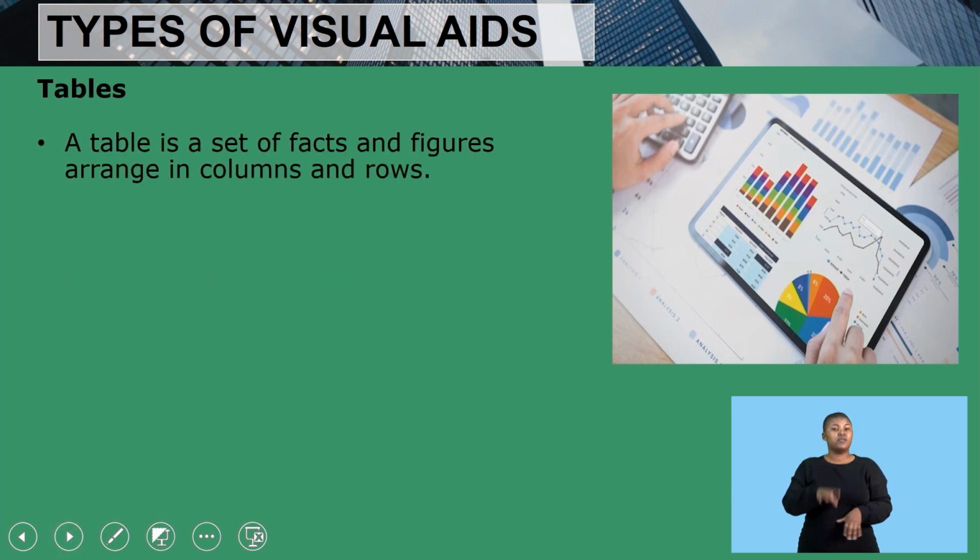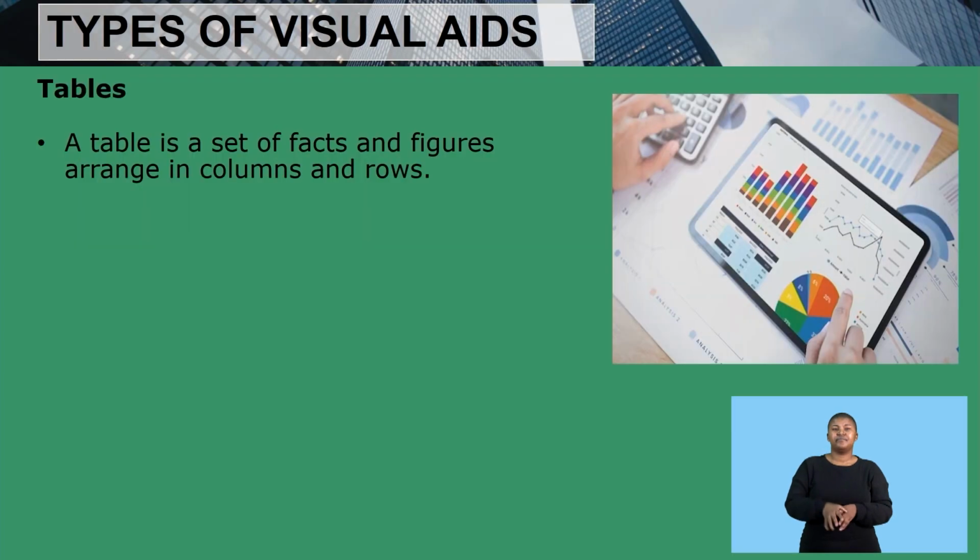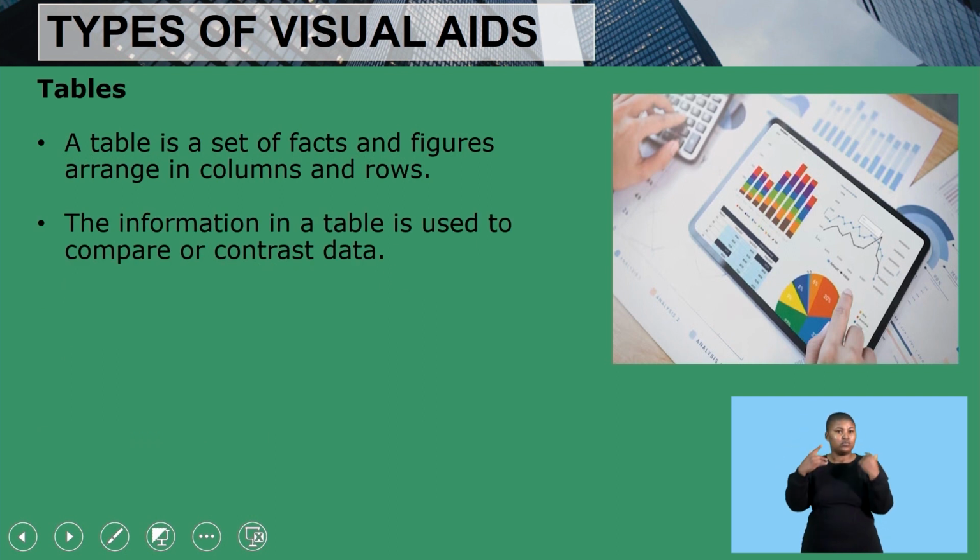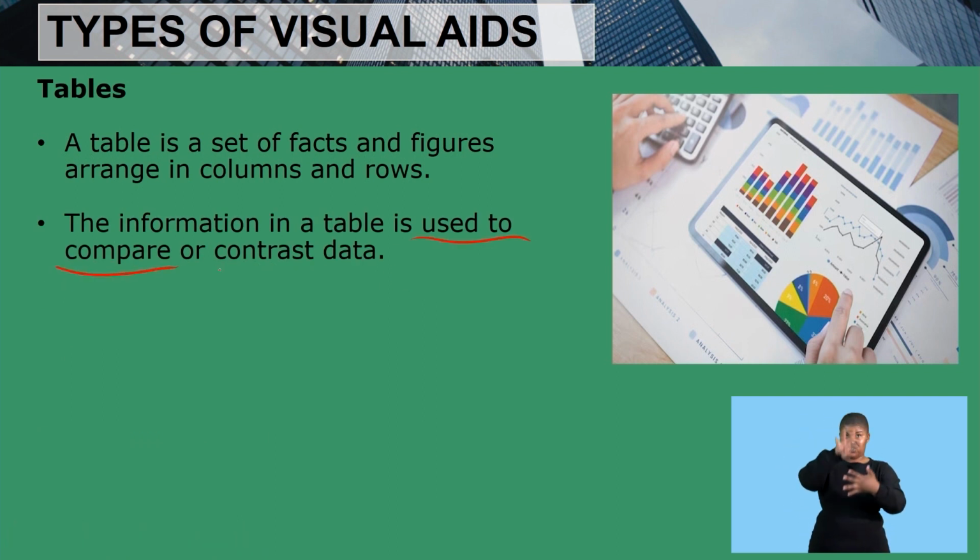Now we are going to explain the types of visual aids one by one. We'll start with tables. A table is a set of facts and figures arranged in columns and rows. The information in a table is used to compare or contrast data. So a table is a set of figures arranged in columns. It is used to compare different information or data, or even to differentiate between data.